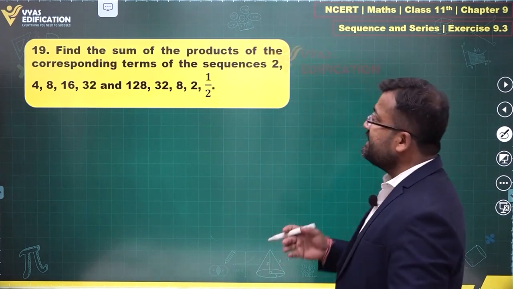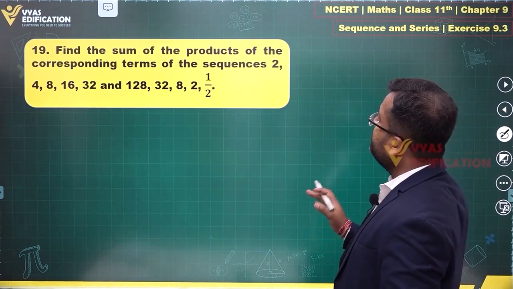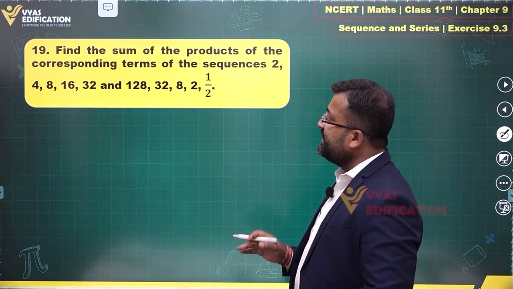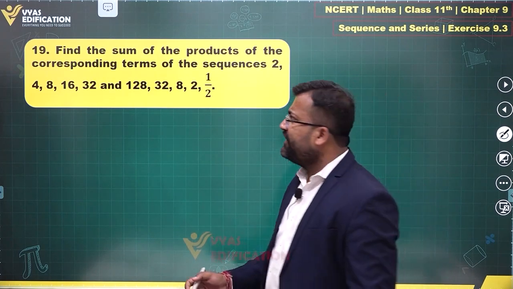Question number 19 says, find the sum of the products of the corresponding terms of the sequences 2, 4, 8, 16, 32 and 128, 32, 8, 2, 1/2. Corresponding products, that's what we are interested in.